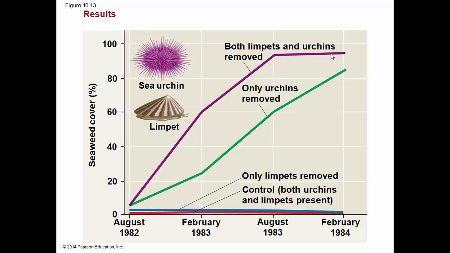So removing both limpets and urchins resulted in the greatest increase in seaweed cover, indicating that both species had some influence on seaweed distribution. But since removing only urchins greatly increased seaweed growth, while removing only limpets had little effect, the authors concluded that sea urchins have much greater effect than limpets in limiting seaweed distribution.